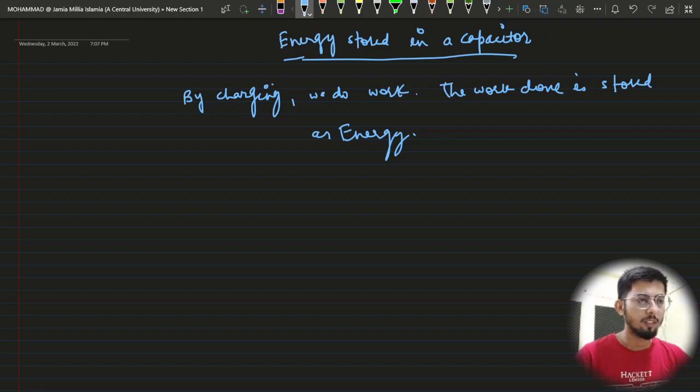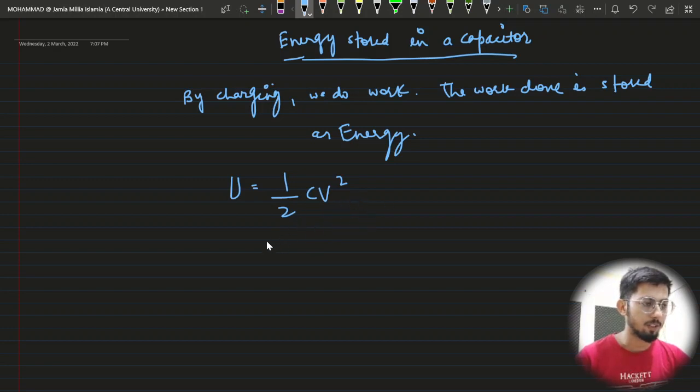I'll give you the expression directly for what the energy of a capacitor is. It is denoted by U, which is half CV square. This is the most widely used formula, but by doing some tweaks we can also obtain some other forms of this formula.